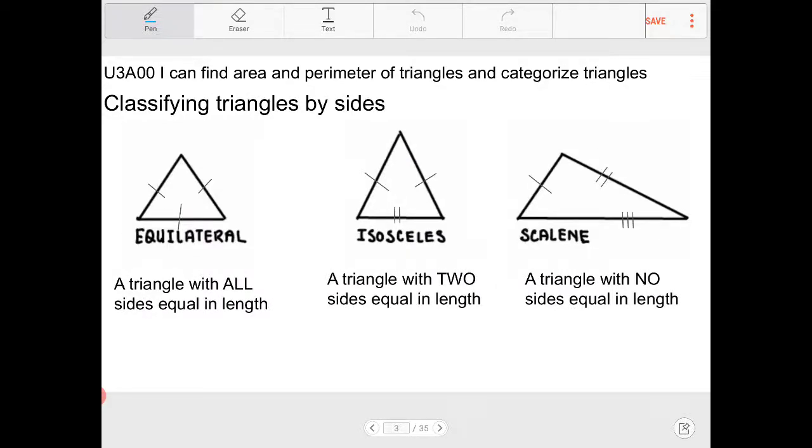Similarly, we can classify triangles based on their side lengths. A triangle with all the sides the same, we refer to as an equilateral triangle. If there are two sides within a triangle that are the same, we would classify that as an isosceles triangle. If all three sides are different, we refer to that as a scalene triangle.